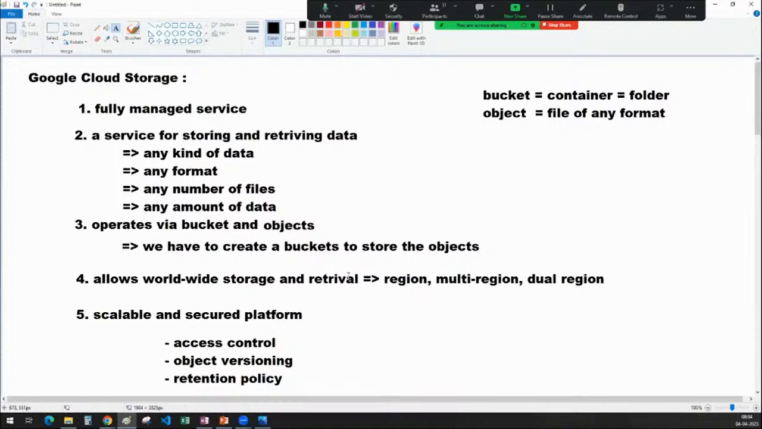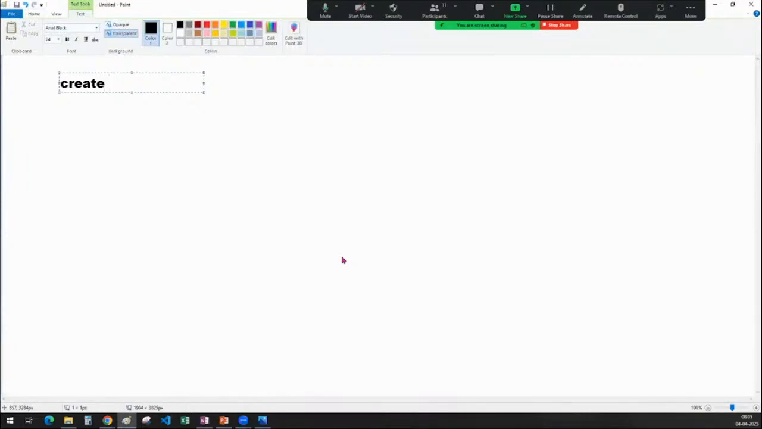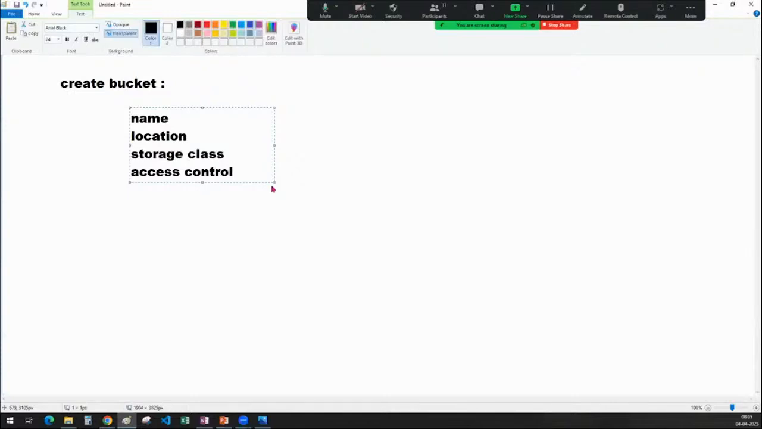When you want to create a bucket, you have to give a proper name to the bucket, select the location of the bucket, select the proper storage class for the bucket, and select the access control. We also have to select the object versioning and retention policy.